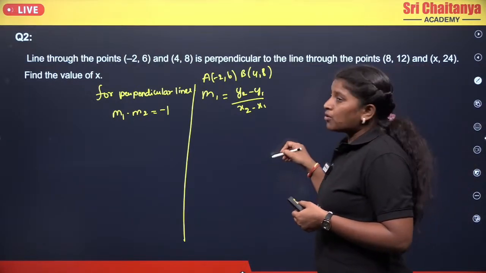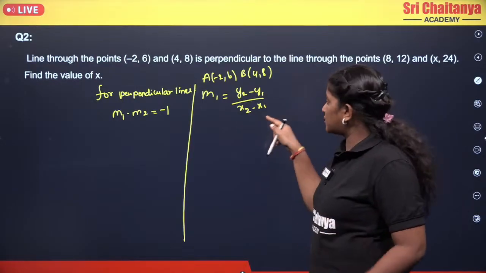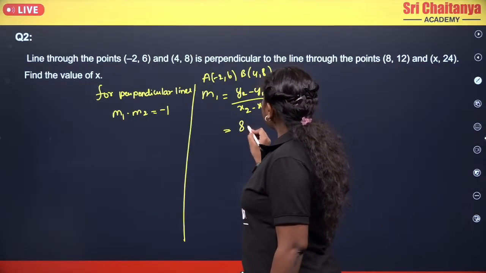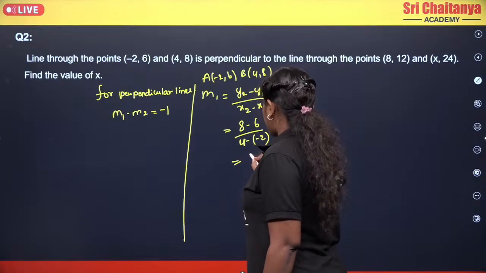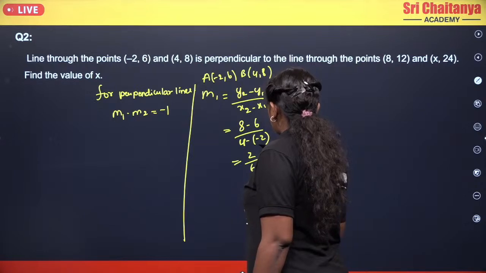So now it is the two coordinate form. So we are just going to take m equals y2 minus y1 by x2 minus x1. Okay. So now 8 minus 6 by 4 minus of minus 2. That becomes 2 by 4 plus 2, which is 6, so 1 by 3.